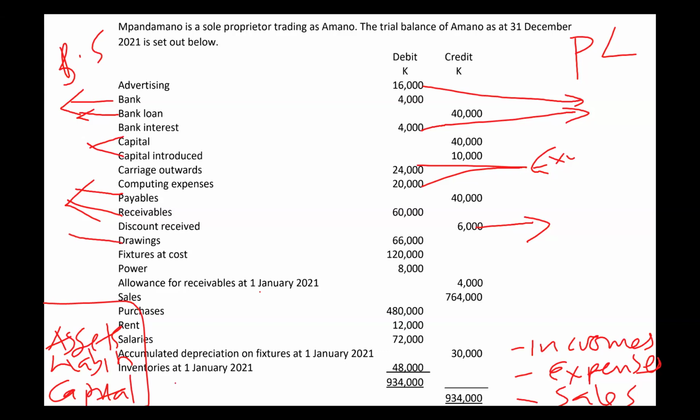Fixtures at cost. Where do they go to? Balance sheet, and you had said something like they are non-current asset. Yes, they are non-current asset. Thank you very much. What about power? Because we are paying it, it's an expense, under profit and loss. Allowance for receivables. What did you say about this one? Don't worry, we'll answer the question.